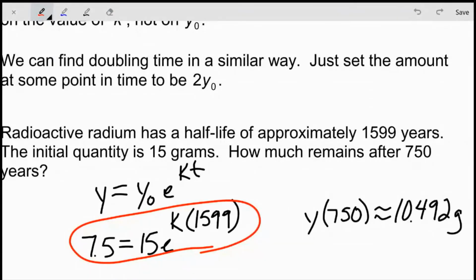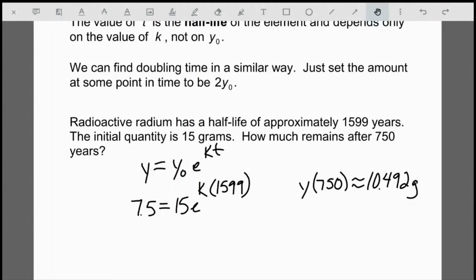Once I have the k value, I can rewrite my solution curve as y is equal to 15 e to the whatever the k value is times t. And now I can find the amount of material that I have at any point in time. So I didn't show all the steps there, but I gave you kind of the idea of how this works. And I show you that this is essentially an algebra problem.